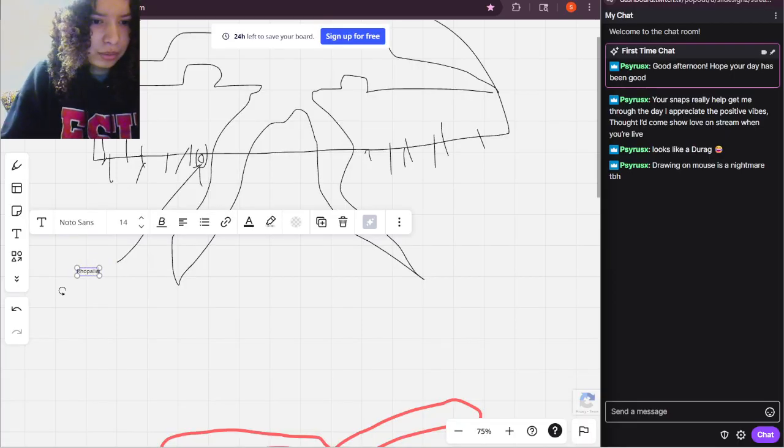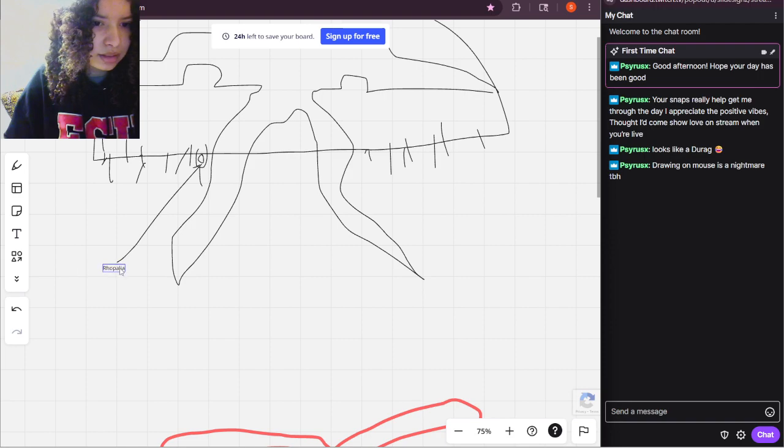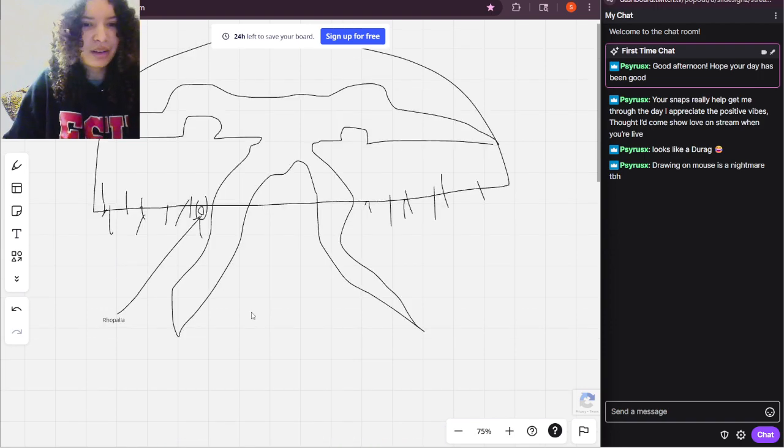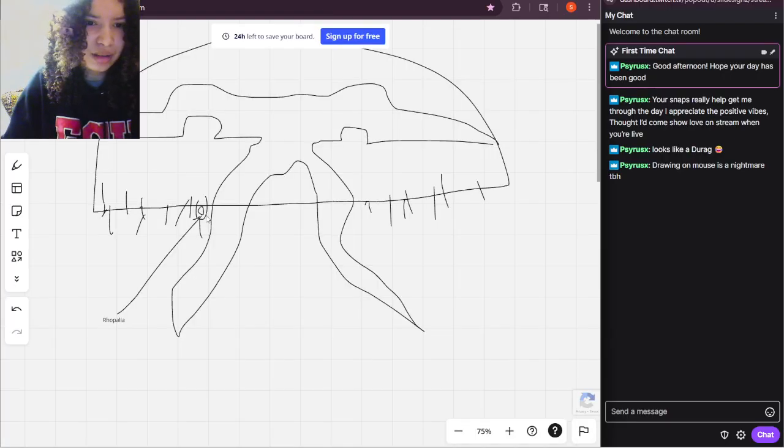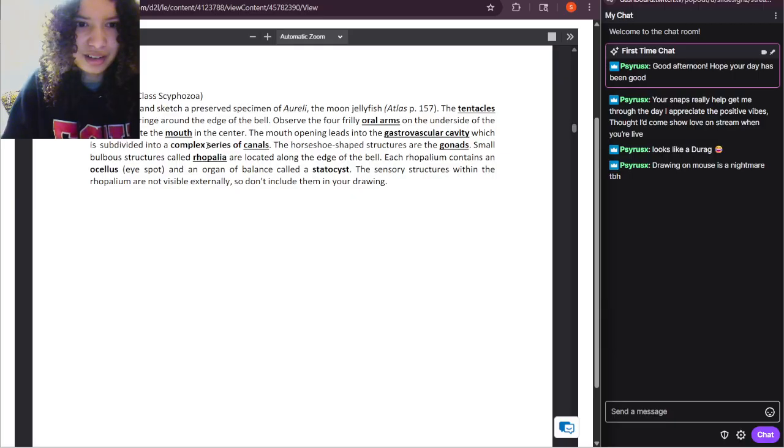Okay. Jellyfish certainly aren't my specialty either, so okay, they contain an eye spot, which is this spot right here, and an organ of balance called a statocyst. They aren't visible externally, so don't include them in your drawing.